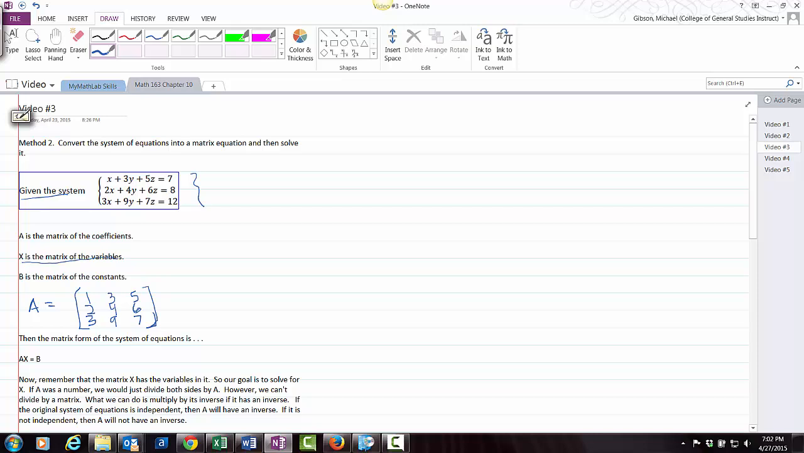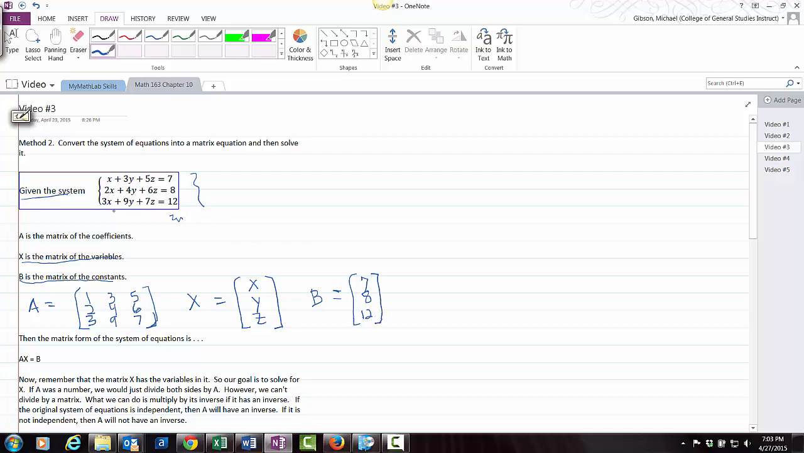X is the matrix of the variables. Well, the variables are X, Y, and Z. So that means X equals, like this, it's just one column down. And B is the matrix of the constants. So that's the values on the other side of the equal sign over here. So B is the same format, if you will, as X. It's a single column, but it has the constants on the other side of the equal signs.